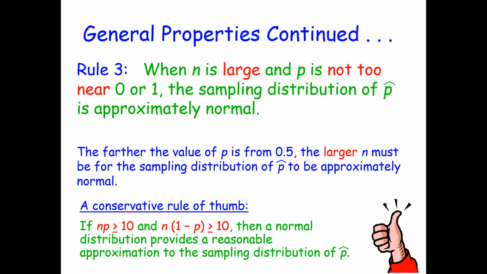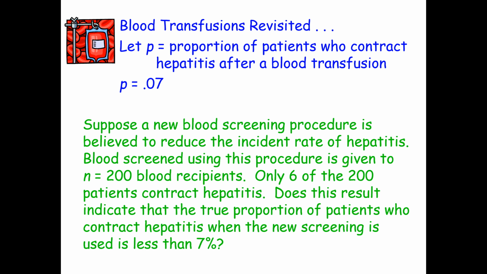Let's go back to our blood transfusions. So we're going to let p equal the proportion of patients who contract hepatitis after blood transfusion, and we're going to let p equal 0.07. Now suppose that a new blood screening procedure is believed to reduce the incident rate of hepatitis. Blood screened using this procedure is given to about 200 blood recipients, and only 6 of the 200 patients contract hepatitis. So does this result indicate that the true proportion of patients who contract hepatitis when the new screening is used is less than 7%?